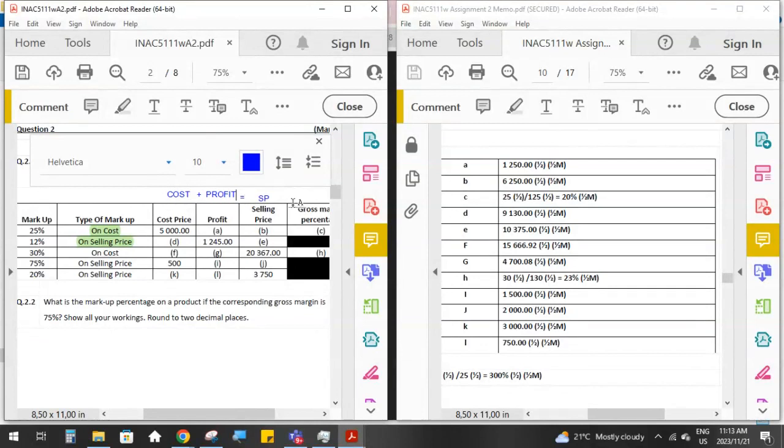Well, that will never change regardless of whether we are marking up on cost or we're marking up on selling. We are always going back to the fact that this is the sum that we are doing. Cost plus profit equals the selling price. That's very important. Then in this first instance, they say our markup is 25%.